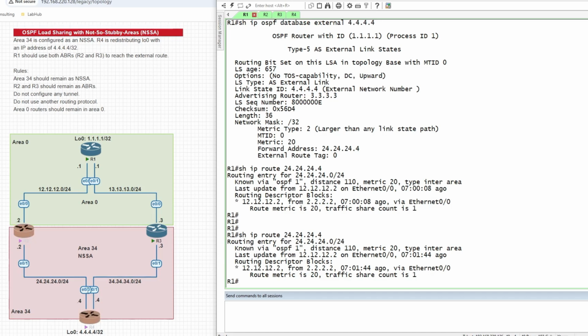Now, first rule: if there's a loopback configured in area 34, that is the area in which we originated that prefix, that loopback is selected as the forwarding address. In this example, we have only one loopback on R4, 4.4.4.4. This loopback, however, is not natively part of area 34. It was just redistributed into area 34.